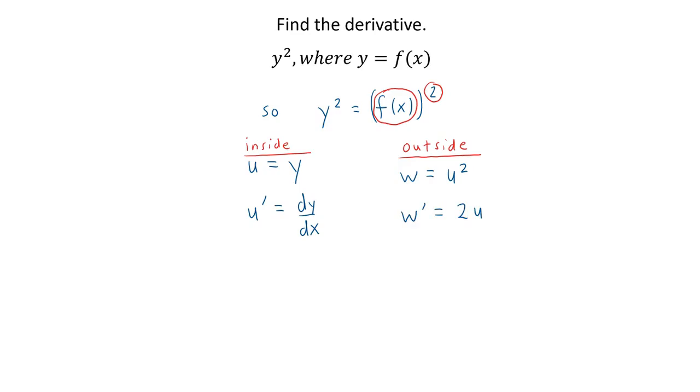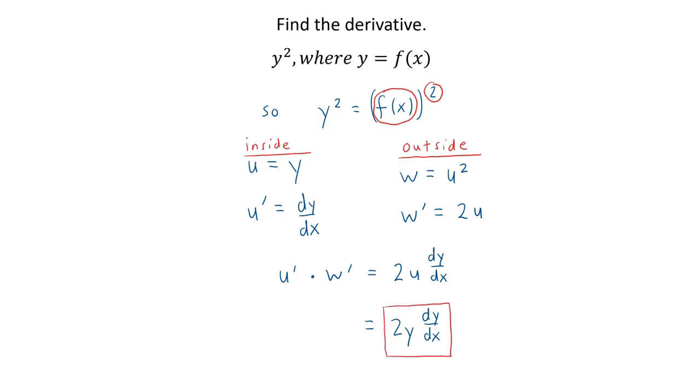And now using the chain rule, we find the derivative by multiplying u prime times w prime. And that gives us 2u times dy over dx. And u is equal to y. So we back substitute y in for u. And that gives us 2y times dy over dx. And that's the derivative of y squared with respect to x.